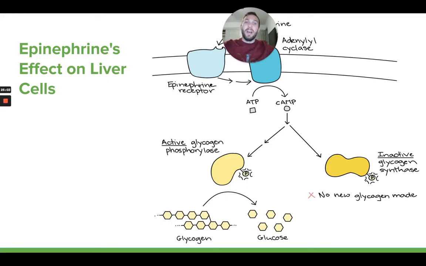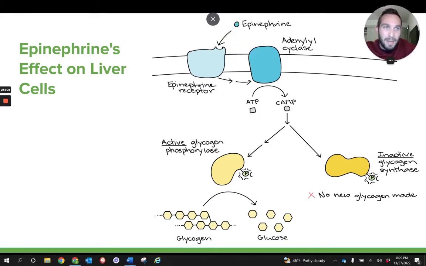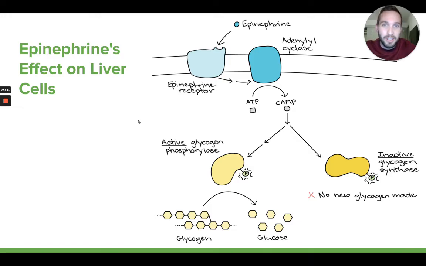And here's a picture illustrating or summarizing what happens in a liver cell. It's really good to just practice dissecting these diagrams. Here's an epinephrine receptor and here's epinephrine. So here's an example of your liver cell that has a receptor for epinephrine. It binds to it. It becomes activated.